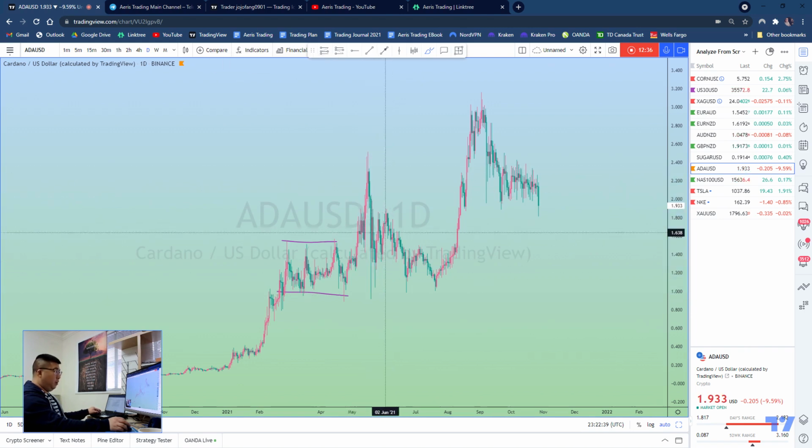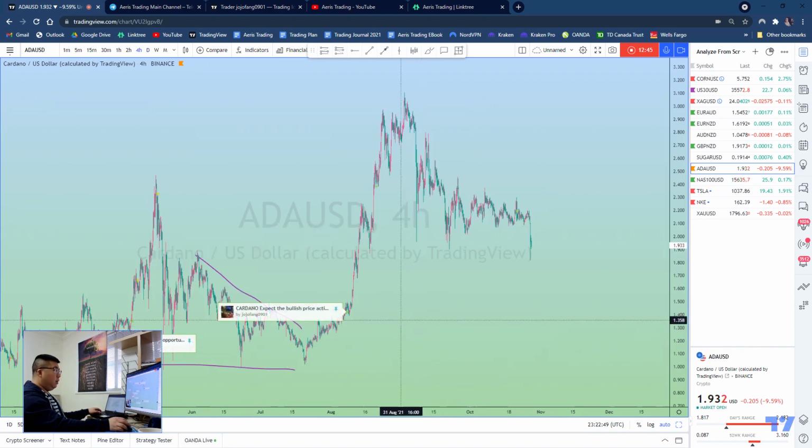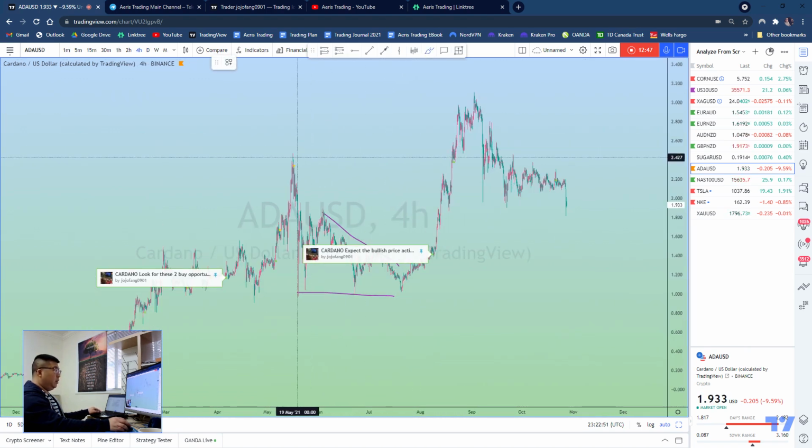But what happened after the impulse? We fall into another correctional structure. So again, understanding that after the impulse, correction is likely to form, and after the correction forms, the impulse is likely to happen, exactly in this case.